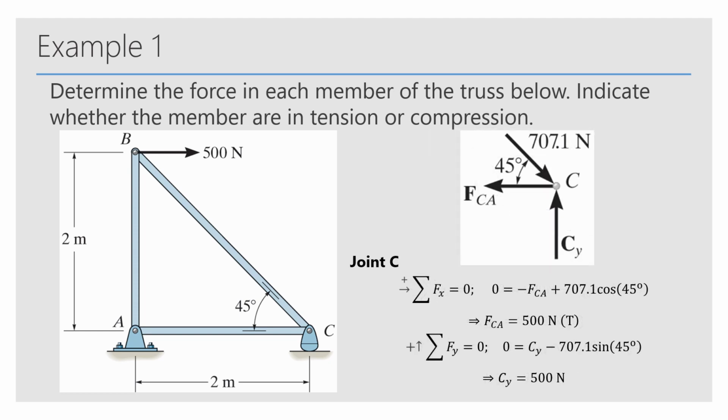Repeat the same thing for joint C. We see that at joint C, FCA is 500 newtons in tension, and the support acting in the vertical direction is 500 newtons.